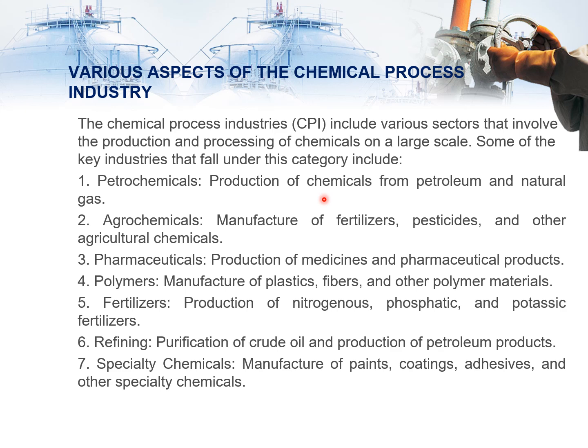Then we look at agrochemicals, the manufacture of fertilizer, pesticides, and other agricultural chemicals that are used in farming. We look at pharmaceuticals, production of medicines and pharmaceutical products. We look at polymers, the manufacture of plastics, fibers, and other polymer materials. When we talk about fertilizers, those are the stuff that are used in agriculture to help boost production and also increase the amount of goods that are produced from agricultural processes. We talk about specialty chemicals, the manufacture of paints, coatings, the paints that are used on our walls, the adhesives, the super glue we use to fix our shoes, and a whole lot.